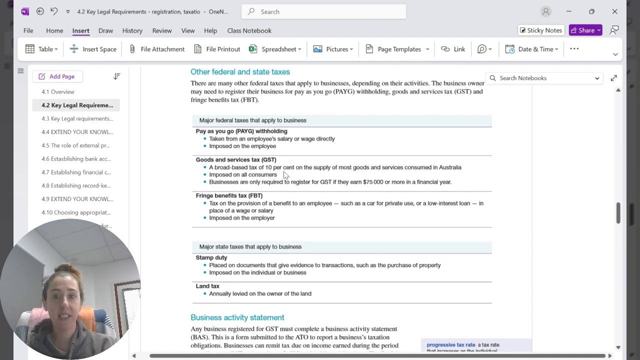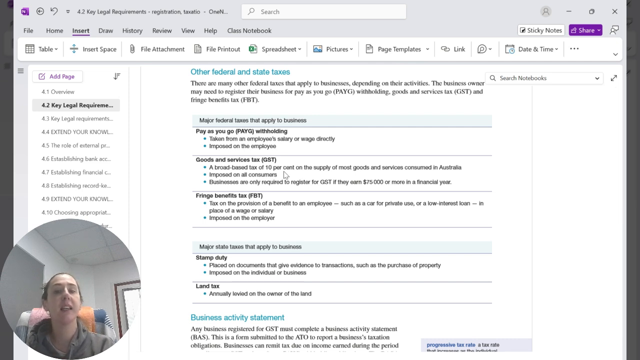A goods and services tax. It's a broad-based tax of 10% on the supply of most goods and services in Australia. It's imposed on all consumers. When you buy goods, those goods have GST on them. Businesses are only required to register for GST if they earn $75,000 or more in a financial year.